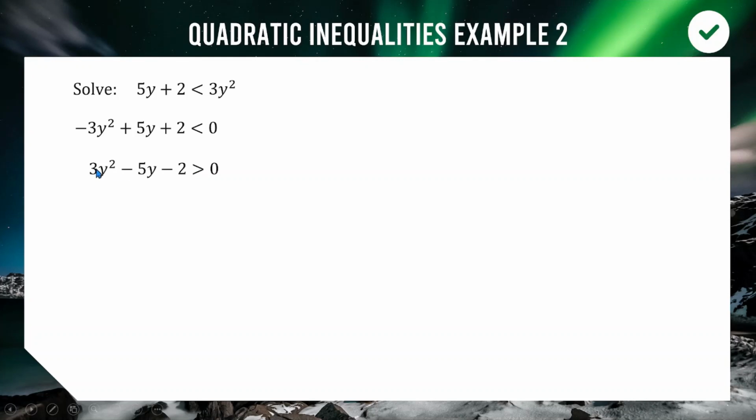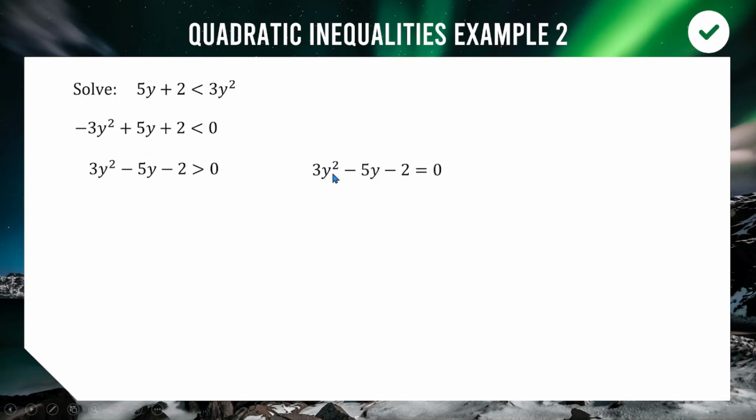Okay, so this time we have a quadratic. It's got a positive squared value. So again, it's a concave up parabola. And we're trying to see where it is greater than 0, whereas in the last one we were looking at less than 0. So just like last time, we're going to find our two x-intercepts, or two axis intercepts, by solving the quadratic equal to 0.